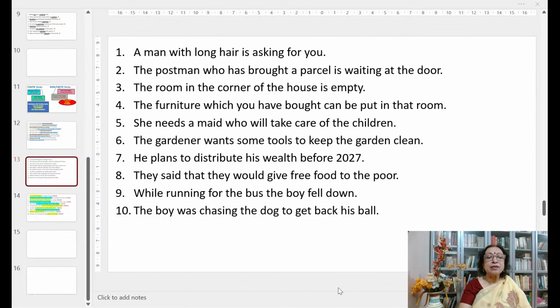Please do not go to sentence number 2, 3, 4, 5 till everybody has answered question number 1. Then only I can correct. Otherwise, I find it very difficult if somebody is answering number 7, somebody is answering number 5, somebody is answering number 1. I cannot manage to keep track. Chatting you have to give. So, first look at the first sentence only. A man with long hair is asking for you. So we have to identify, does the sentence have a phrase or a clause?